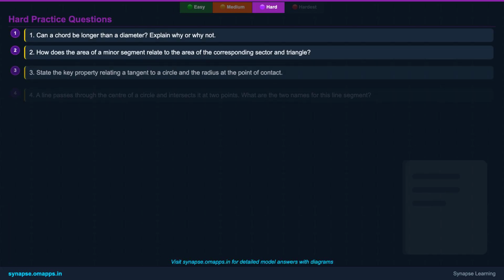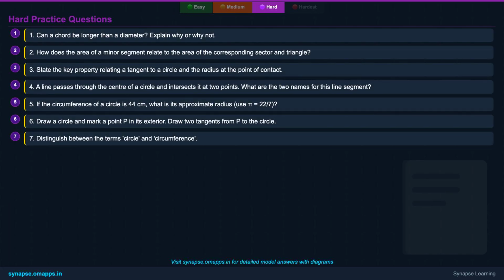Let's challenge your analytical skills. Can a chord ever be longer than a diameter? Explain. How is the area of a minor segment derived from other parts? State the fundamental property linking a tangent and a radius.